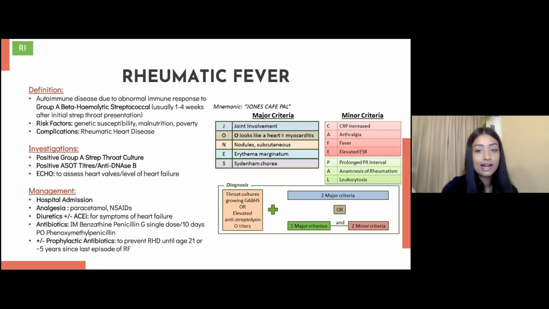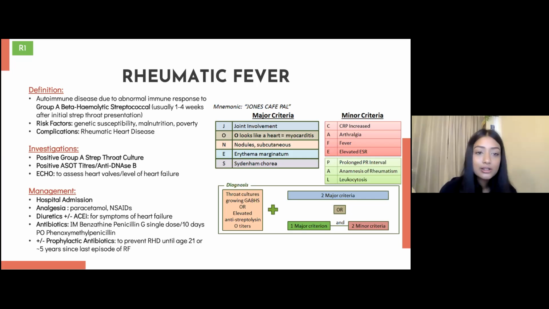So we'll go through the criteria now. We'll quickly talk about it. I know it was on the year 3 matrix, so I won't go into heaps of detail, but basically rheumatic fever is a result of the body's abnormal immune response to group A beta hemolytic strep. There are certain populations that are more susceptible to rheumatic fever. Some people have genetic susceptibility, so it runs in certain families, or they're just more susceptible themselves, but it's also more commonly seen in malnourished populations and those living in poverty. In order to be diagnosed with rheumatic fever, you need a positive throat culture or elevated anti-streptolysin titers, and either 2 of the major Jones criteria or 1 major and 2 minor criteria.